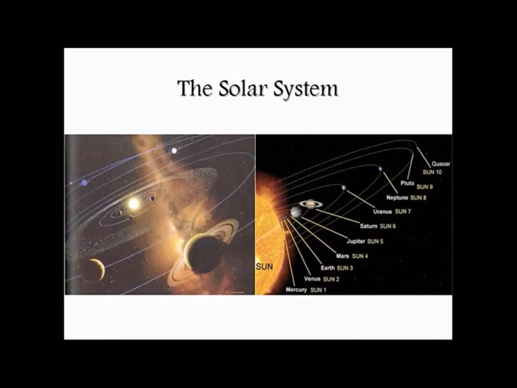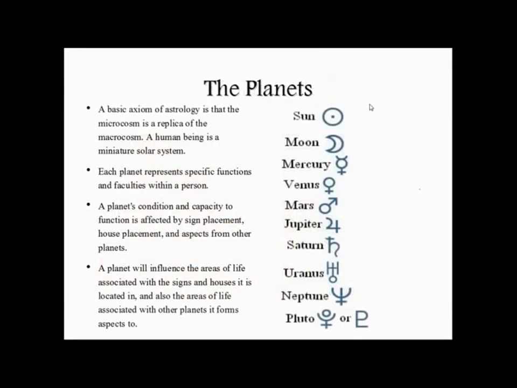So, you know, the planets represent or are associated with very basic faculties in us. And the basic axiom of astrology is that the microcosm is a replica of the macrocosm. You are a miniature solar system. And this is a very profound fact, and it's something that you can become very intimately familiar with through studying astrology.